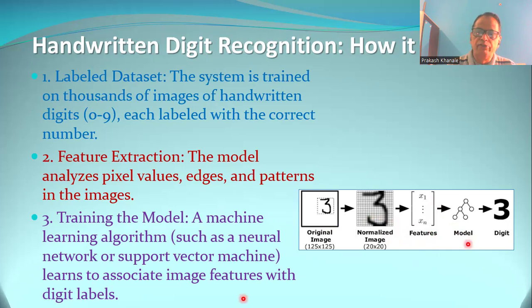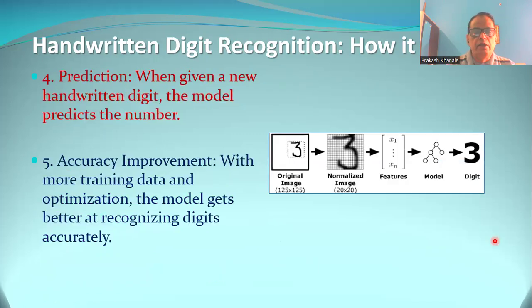Once the training is given, one can easily identify what the input image is. So in this case, the image is a digit 3. When a new handwritten digit is given, the model will predict the number. It is necessary that once the model is prepared, there should be some accuracy improvement. So with more training data and optimization, the model will start working better and better, and it will determine the digits more accurately.